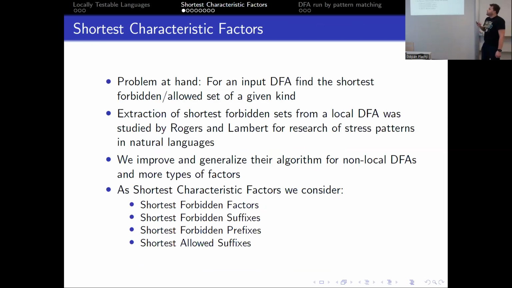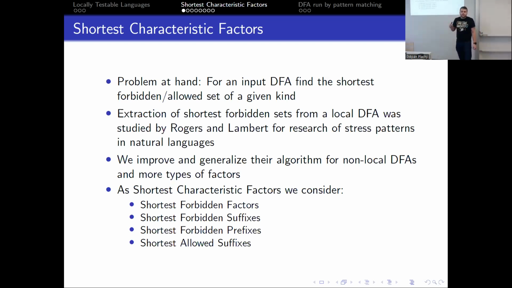So what we want to find out is, if we have some input automaton, the shortest factors of some certain kind, be it forbidden prefixes, suffixes, inner factors, or maybe allowed suffixes as well. This was studied previously by Rogers and Lambert, where they used this as a tool to research stress patterns of natural languages. So this is something that actually had some real-world use case, and we basically improved and generalized their construction. At least that's the official story.